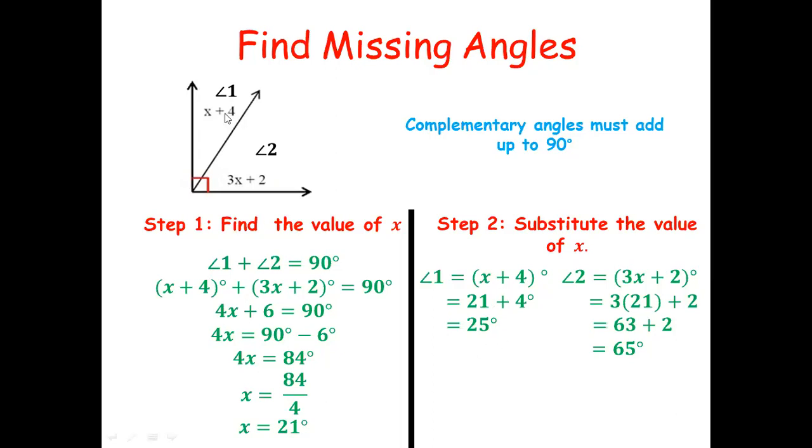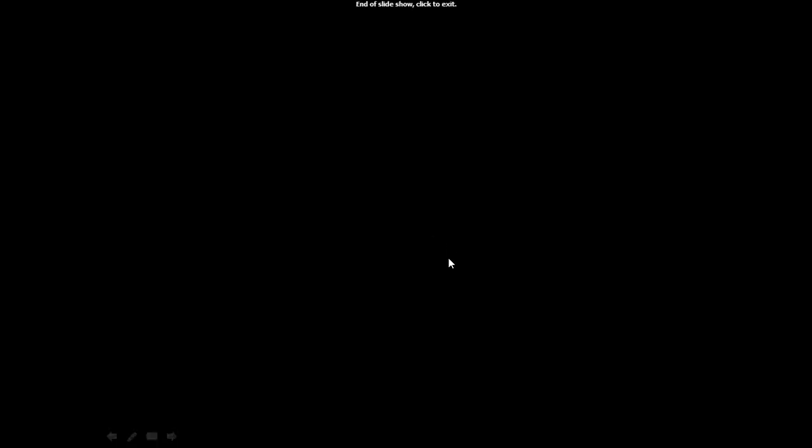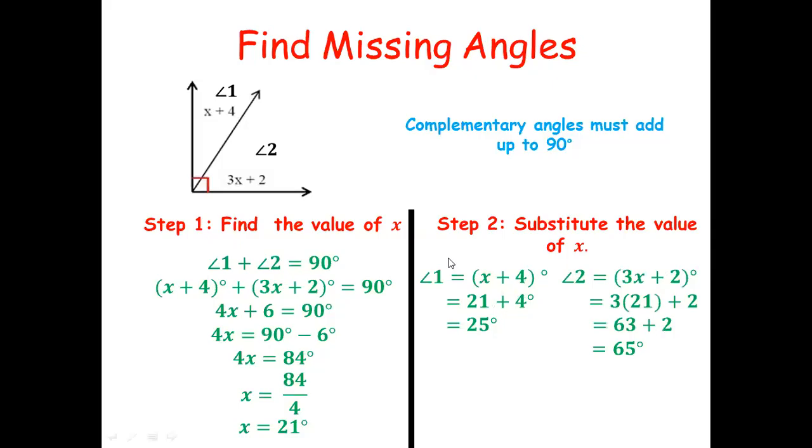Take the measure of any one angle. So x plus 4. The value of x was 21, plus 4 will give you 25, and the measure of angle 2 is 3x plus 2. Replace the value of x with 21. So 3 multiplied by 21 is 63, plus 2 will give you 65. Or simply subtract 25 from 90, because you have found the value of one of these angles, so that's 25. To find the remaining angle, you will do 90 minus 25, which will give 65.